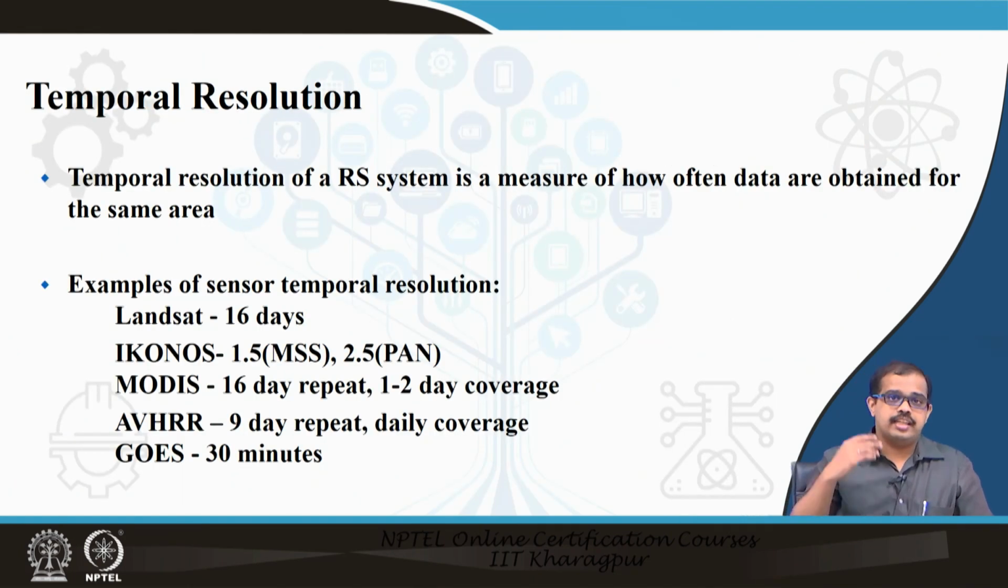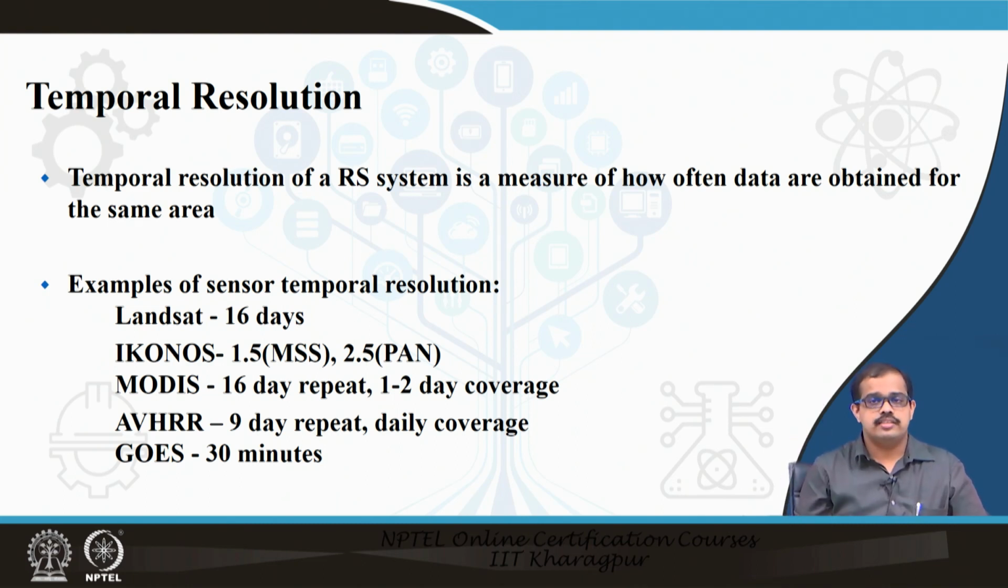Now the last thing is the temporal resolution. When you look at temporal resolution, it is about how often a satellite or a sensor can capture the same part of the earth's surface. For example, Landsat has 16 days, IKONOS has 1.5 days for a multispectral sensor and 2.5 days for a panchromatic sensor. MODIS on average has a 16-day repeat, but 1 to 2 days coverage, okay.